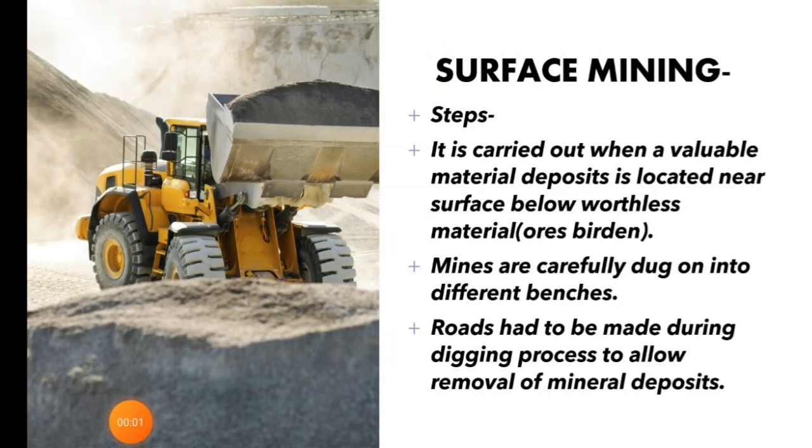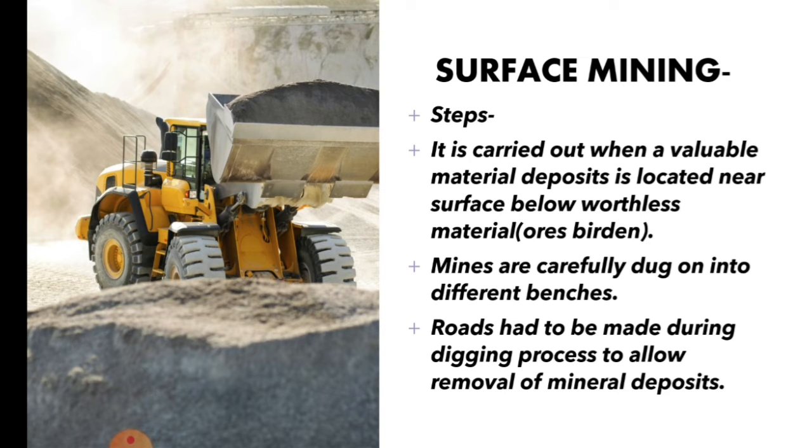After seeing what mining and minerals are, let's start with the very first type of mining, that is surface mining. What is surface mining? Surface mining means we dig out not deep inside the earth but from the surface of the earth. Let's see the steps of how these mines are carried out. The first step is carried out when a mineral deposit is located near the surface below worthless material. Here the worthless material is the ore's burden, because it's worthless and of no use.